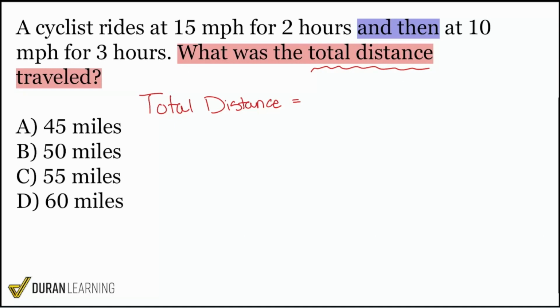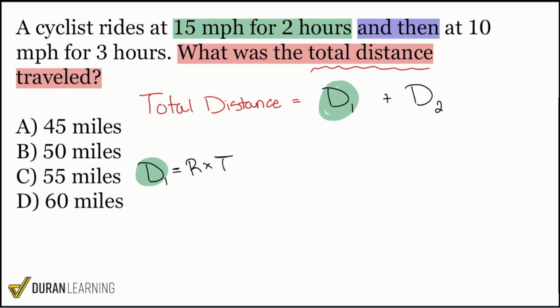Because once we understand that, then we can say the total distance is the distance from the first event plus the distance from the second event. And when we try to figure out what that first distance was, remember that that's just going to be the rate times the time for that first situation. And I'll go ahead and highlight this so it's really easy to follow along with. I'll start with green here. Distance 1. We have the rate and the time right there.